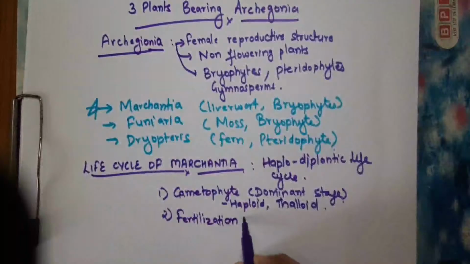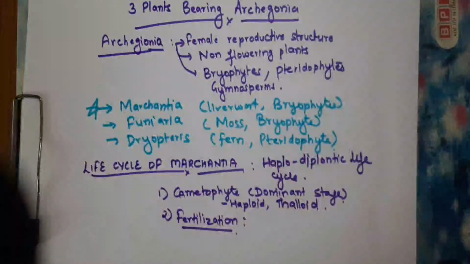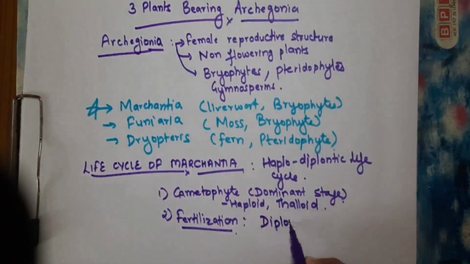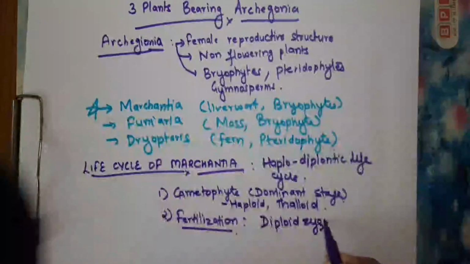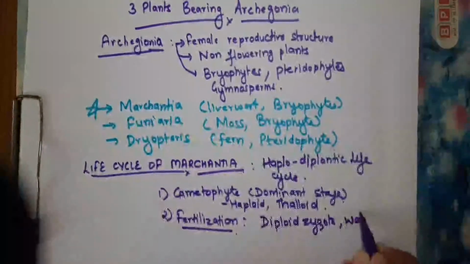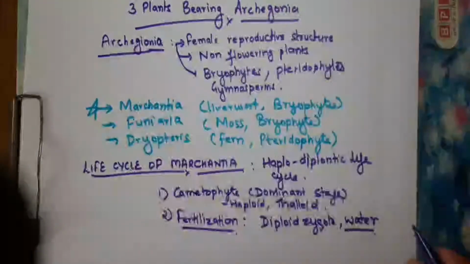Then the fertilization. Where does it occur? I already told you that the bryophytes are known as the amphibians of the plant kingdom, and this is why they are so called, because they need water for their reproduction. During the rainy season, or when the water is available, the motile sperm will swim to the egg inside the archegonium, and fertilization will occur, forming a diploid zygote. However, for the reproduction, the availability of water is a must.